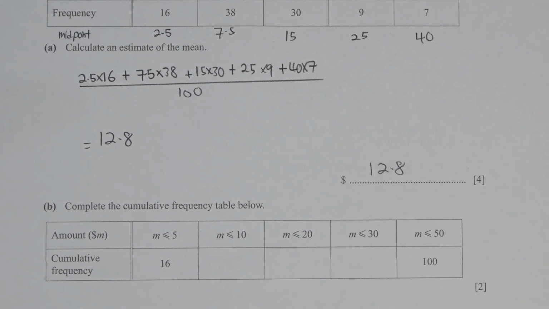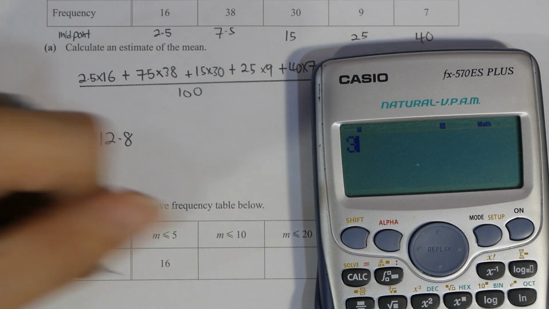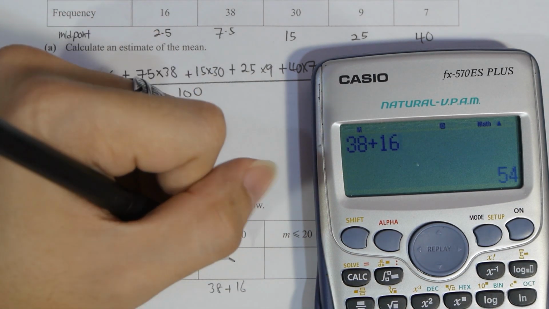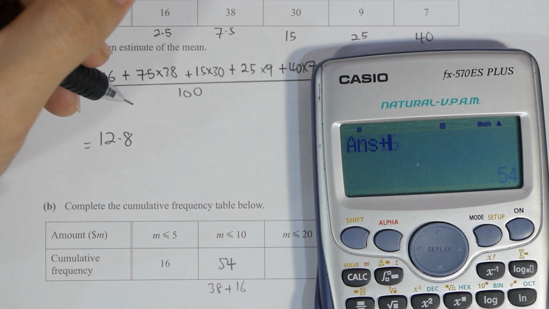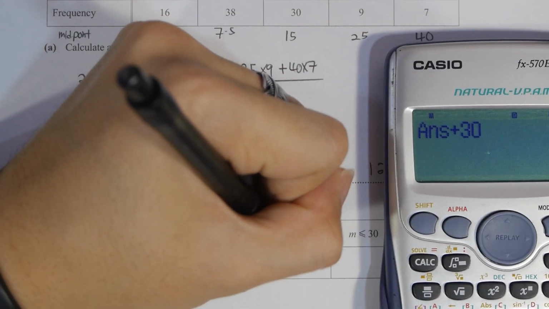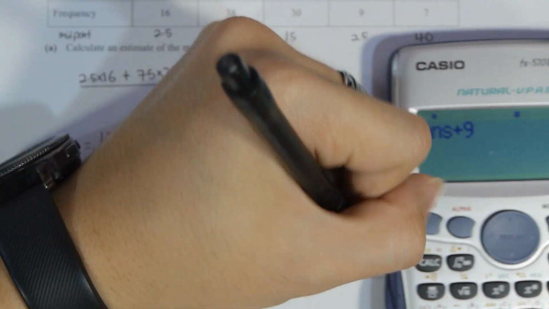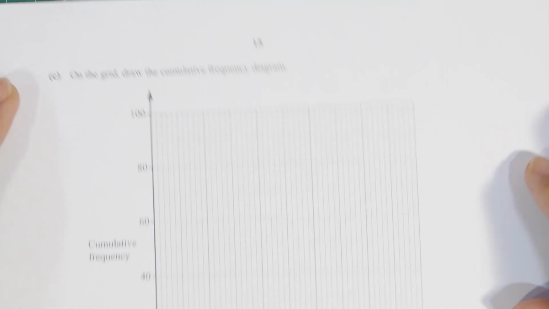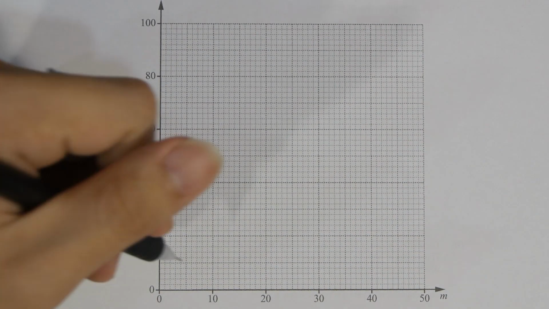Part B, cumulative frequency, simply add all the values up. Okay, so you get 16, 54, 84, 93, and 100. With all these points, you can now construct the cumulative frequency diagram over here.